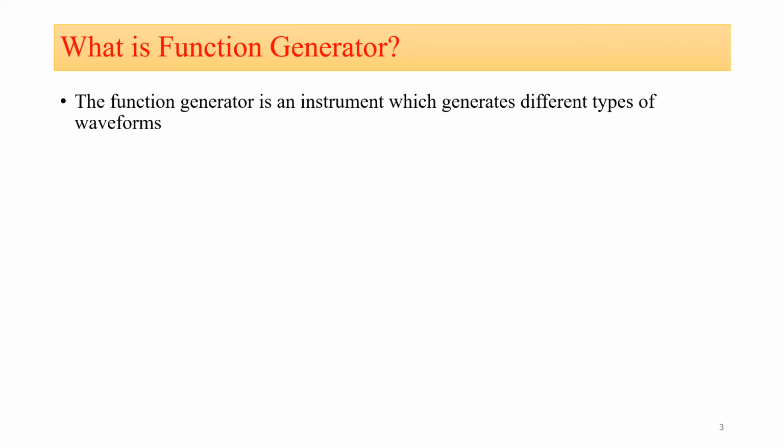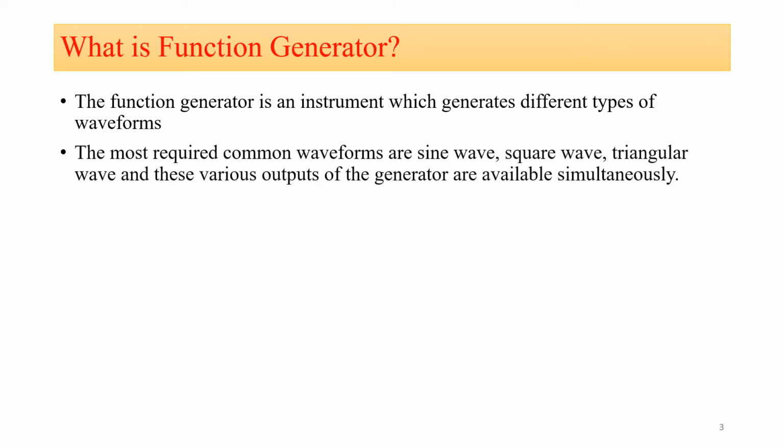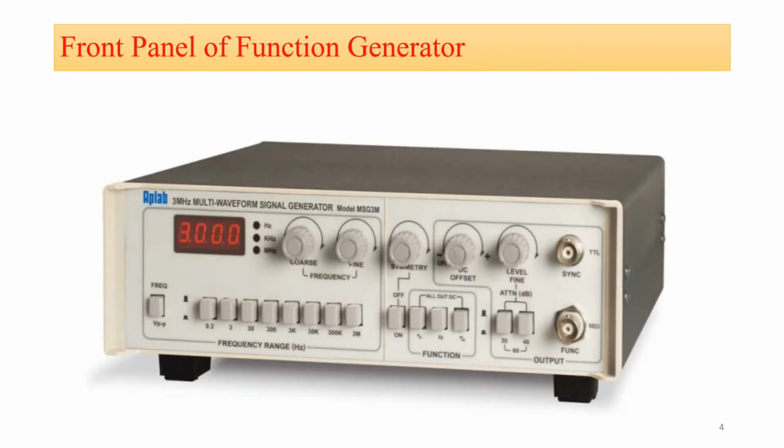Now what is function generator? The function generator is an instrument which generates different types of waveforms, and the most commonly required waveforms are sine wave, then square wave, then the triangular wave, and these various outputs of the generator are available simultaneously. Now let's see the front panel of the function generator.